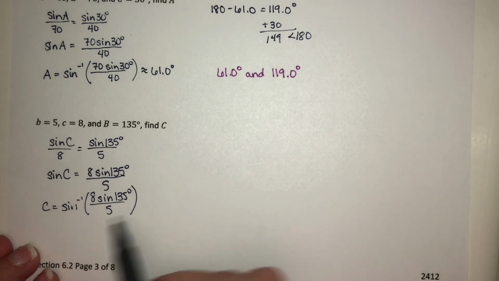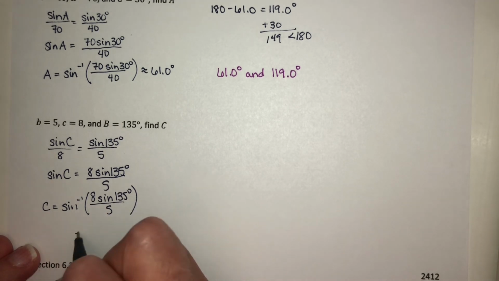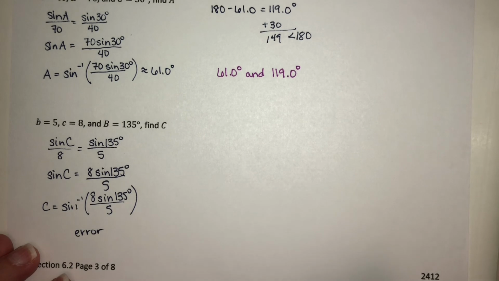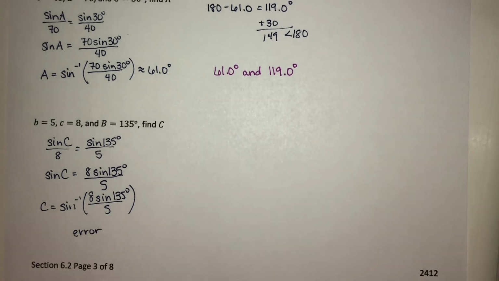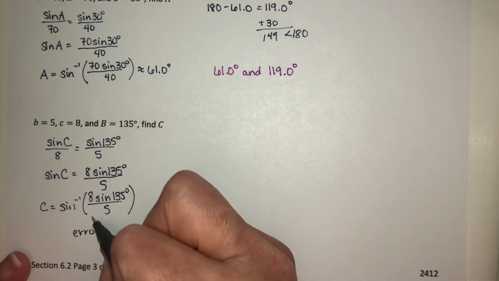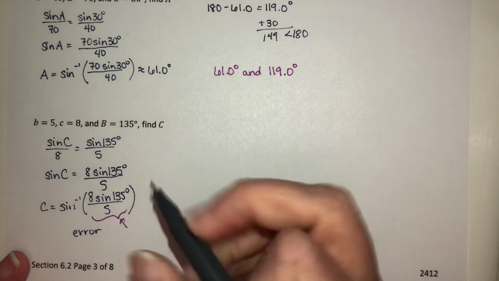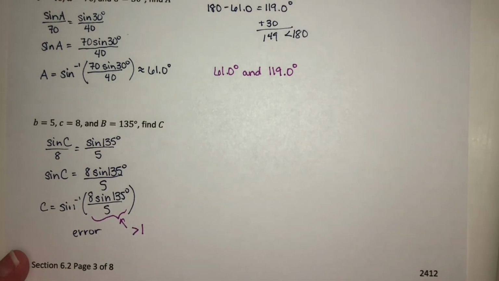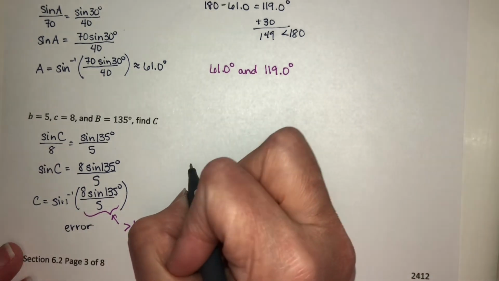Okay, if you plug this into your calculator, you're going to get an error. And the reason we get an error is that this is greater than 1. And we can't have a sine value greater than 1, so we can't take the inverse sine of a number greater than 1. There's no such triangle here.